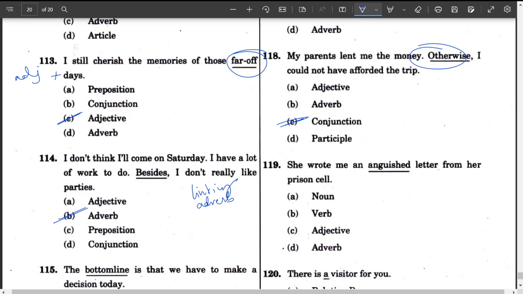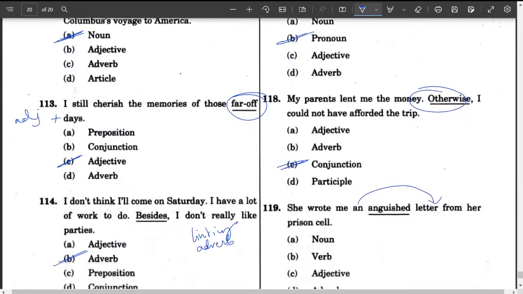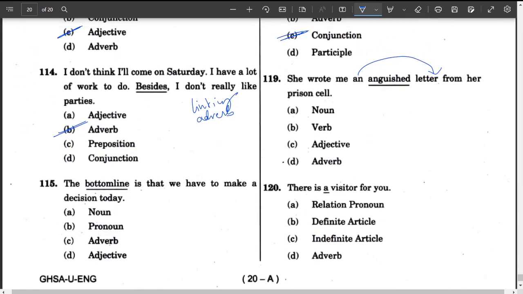Next, she wrote me an anguished letter. An is there, an article, and letter is there, with a blank in between. So that means you can go with this rule. What is the rule I have told you? First rule. Okay, that first rule is adjective. Next, the bottom line, the is there, a direct noun is there, so that is a.